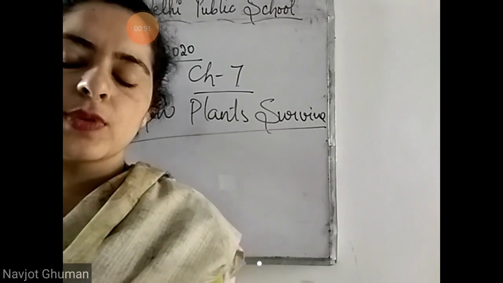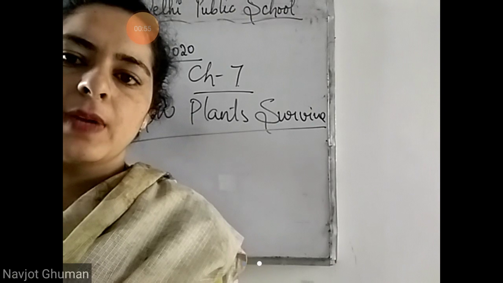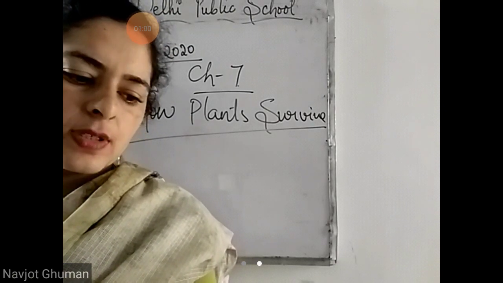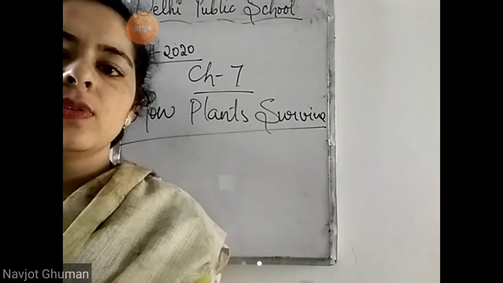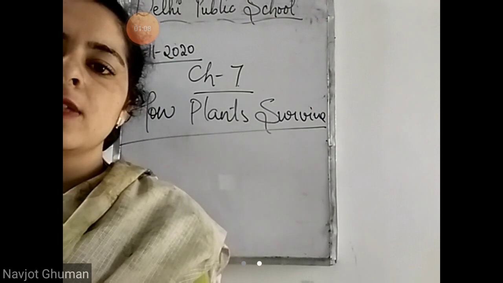So what are we going to study in this chapter is, first is the types of plants, how many types of plants are there, that is terrestrial, aquatic, insectivorous, non-green plants. And the next topic that we will study is uses of plants. So now open page number 76 of your book.